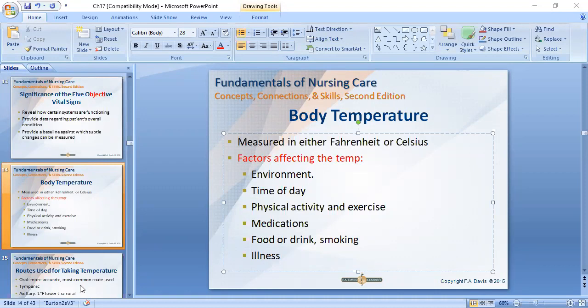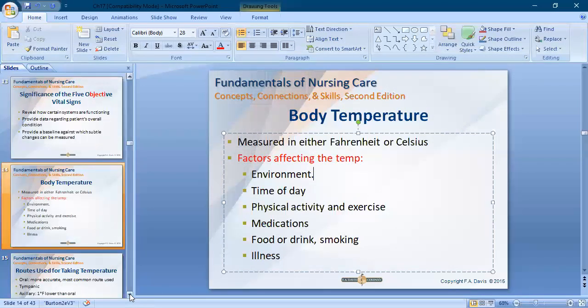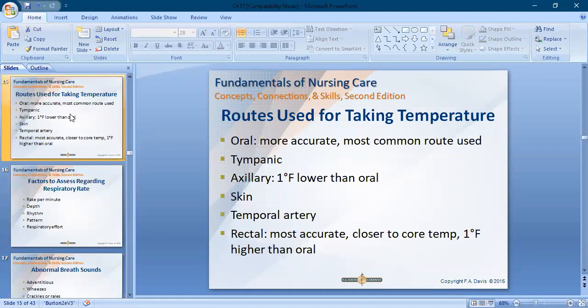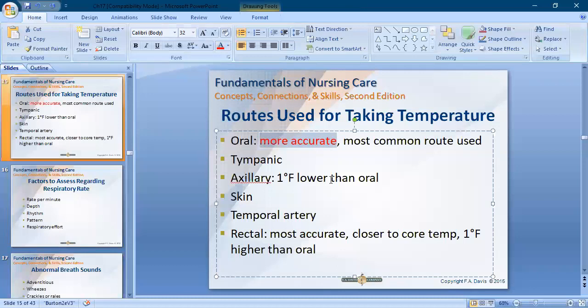Now, next. They listed some routes used for taking the temperature. First of all, oral temperature. We put the thermometer inside the oral cavity. So oral is more accurate and the most commonly used route, right? Most common and more accurate, not most accurate, more accurate it is.